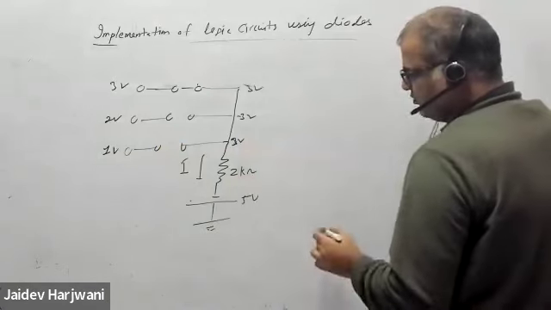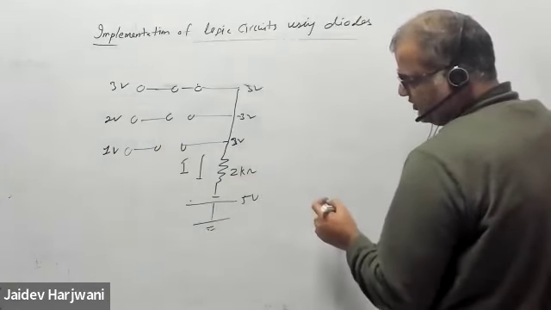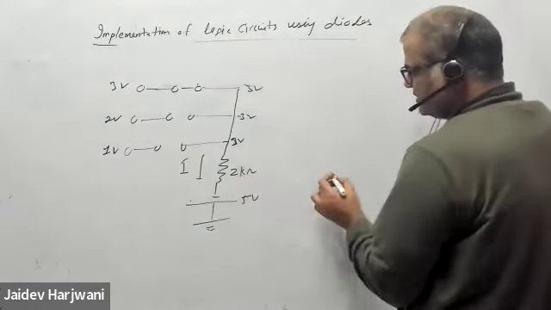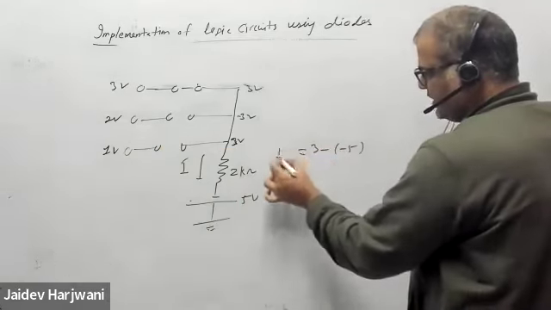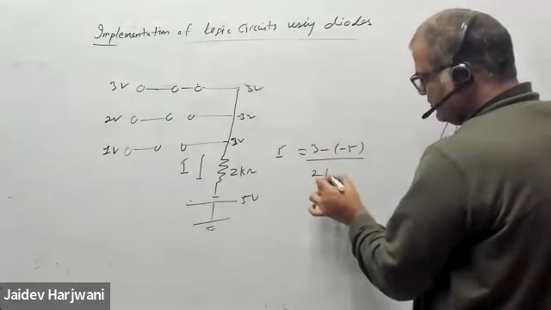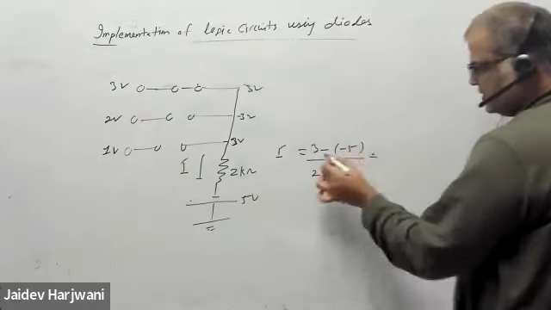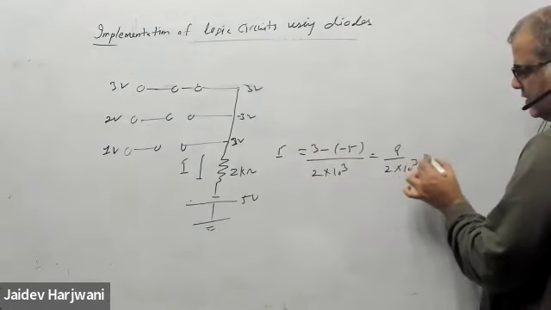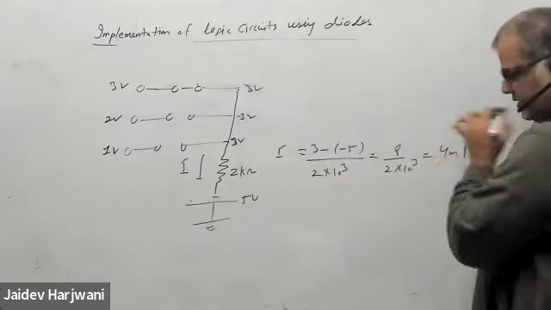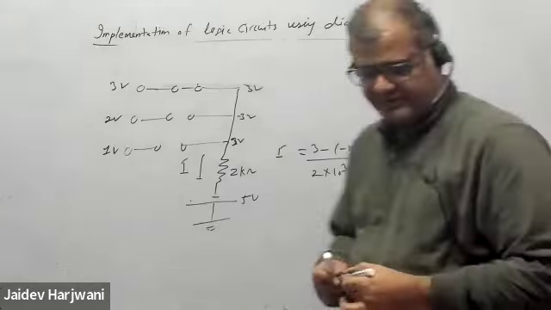So voltage drop is how much? Voltage drop across this one resistor is 3 minus minus 5, so I will be how much? Divided by 2 kilo ohm. So this becomes how much? 8 upon 2, that is 4 milliampere. 4 milliampere.